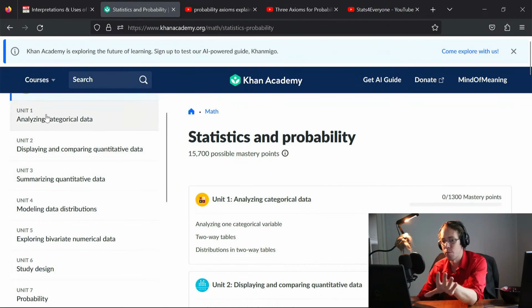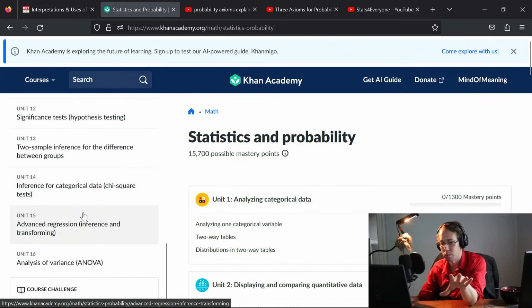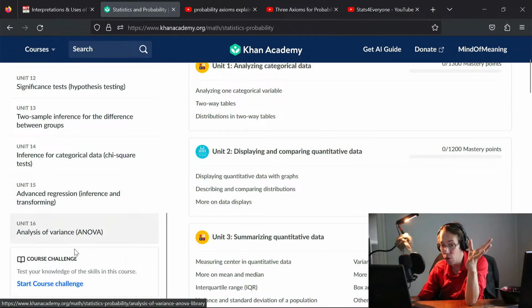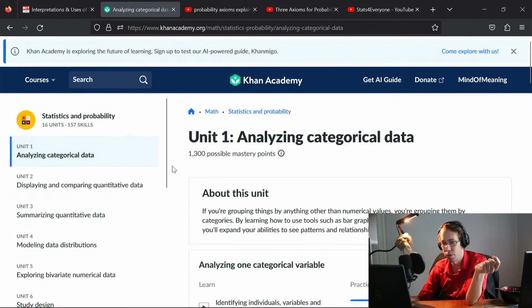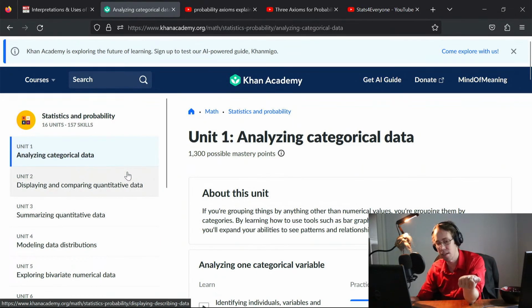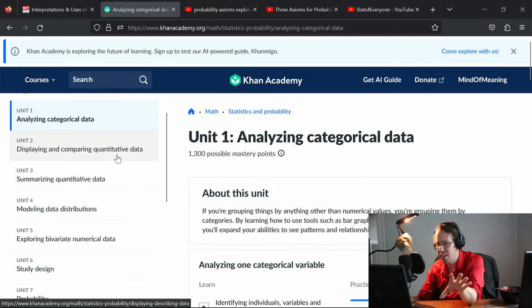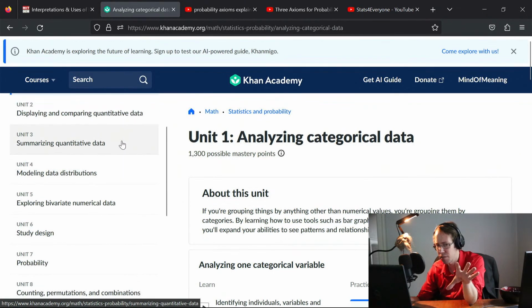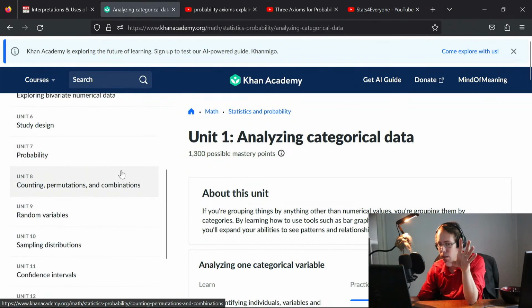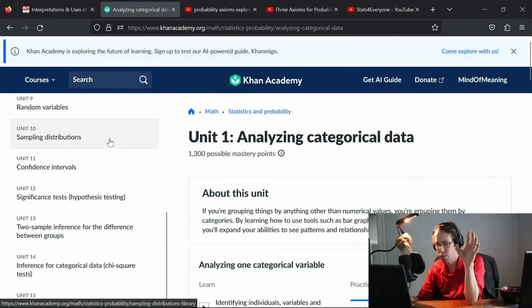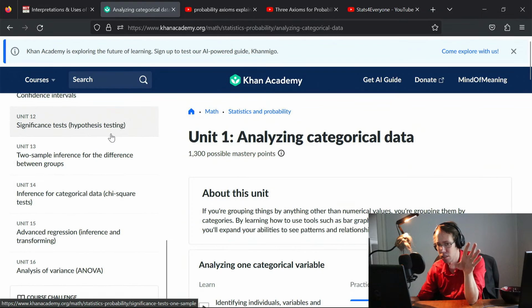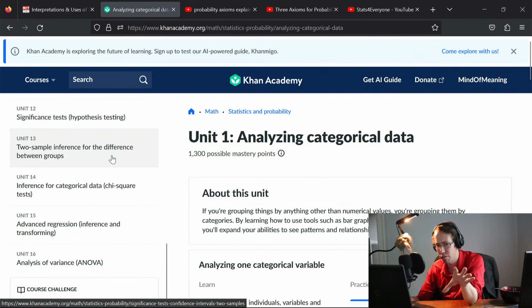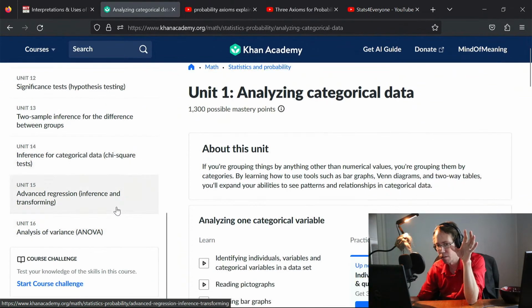So we're going to take an overview. If we look at the side here, we've got 16 units. 16 whole units. And if I click on one of these, it brings me to that unit's page. So it doesn't expand. I was kind of expecting it to expand, but it just brings me to the page. We've got analyzing categorical data, displaying and comparing quantitative data, summarizing quantitative data, modeling, exploring, study design, probability, counting, permutations, random variables, sampling distributions, confidence intervals, significance tests, two-sample inference for the difference between groups, inference for categorical data, advanced regression, and analysis of variance.